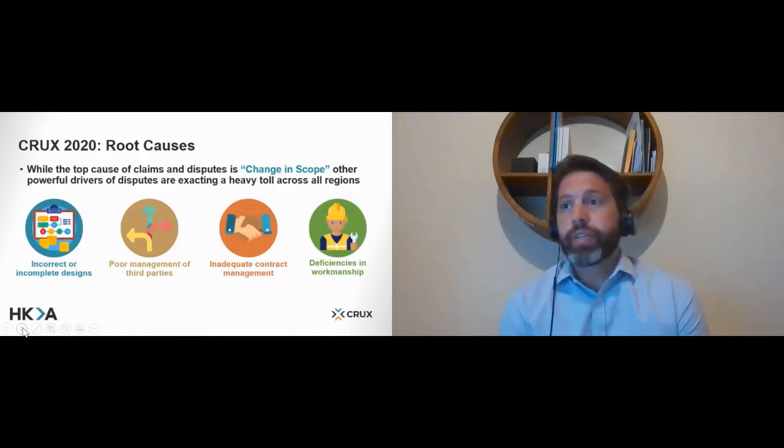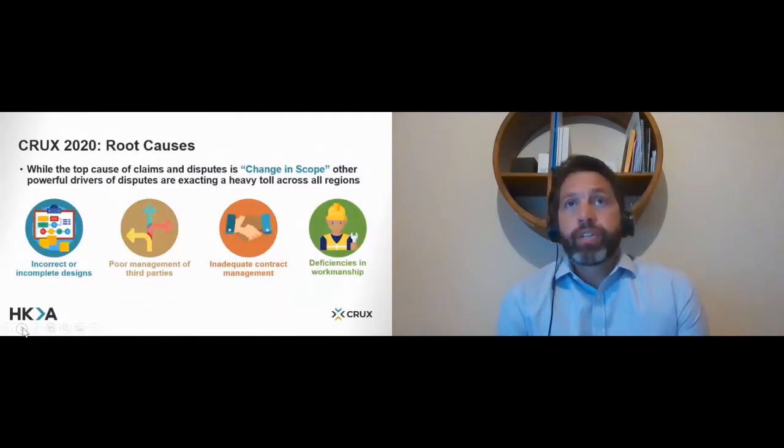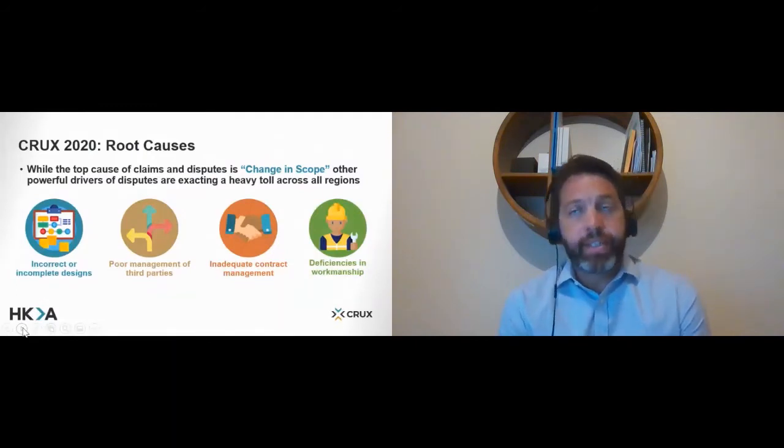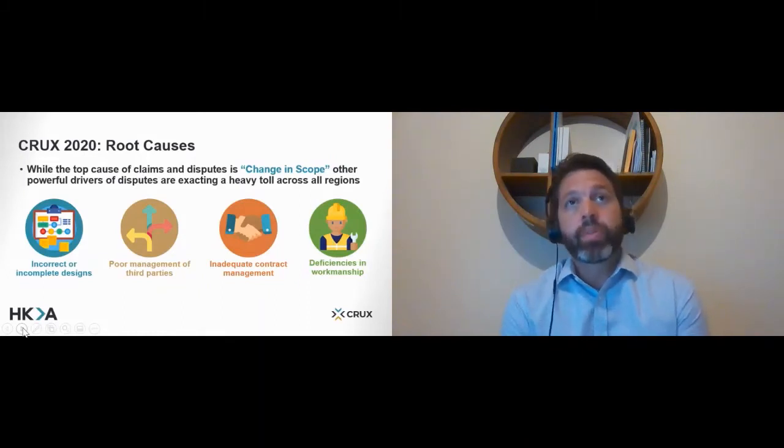Make sure that if there is an issue that comes up regarding changing the works, do you really need it? These kind of things. Incomplete or incorrect designs. Again, when you're procuring your design, you need to really make sure that you've allocated the right party to do that. And again, making sure that they're capable of producing a solid design that isn't going to have issues later.